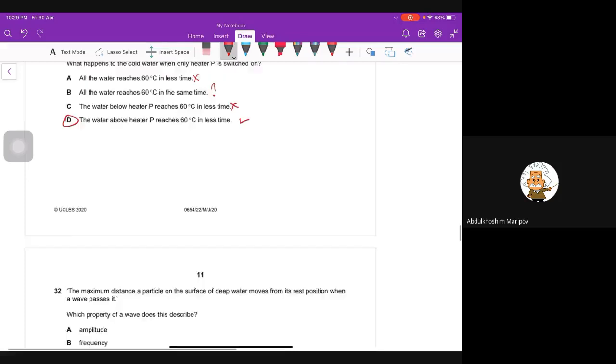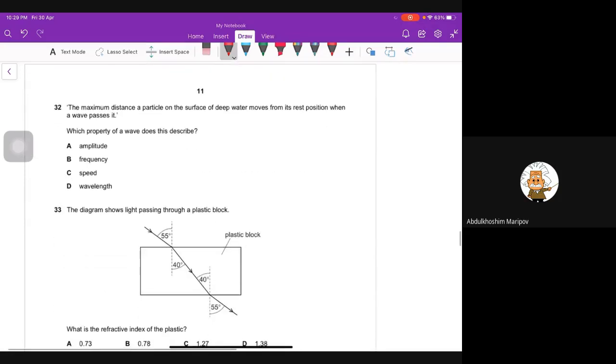D is correct. The maximum distance a particle on the surface of deep water moves from its rest position when a wave passes it. The maximum distance a particle on the surface of deep water moves from its rest position when a wave passes it.